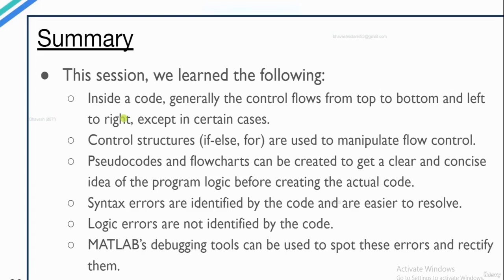We learned about pseudocodes and flowcharts, which are tools that can help us form a clear and concise idea of the programming logic before creating the actual code. Pseudocodes are more suitable for larger codes, whereas flowcharts are more suitable if one wants to clearly understand the flow of control inside the code, and also for debugging. And one might use either of the pseudocodes or flowcharts, or both, depending upon the necessity.